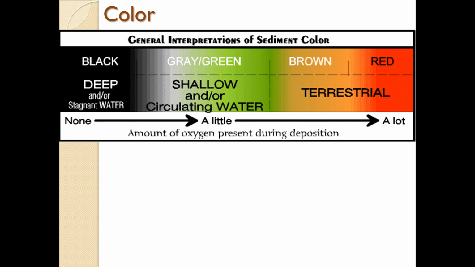So the color of a sedimentary rock in general will give you some clue as to how much oxygen was present in that environment. So you may see a black rock, like a black shale, and black rocks are typically deposited either in deep water or in stagnant water. So stagnant water is going to be like a swamp. A swamp isn't necessarily deep, but the water isn't moving at all.